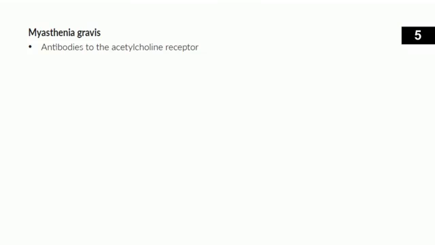So now, finally, let's briefly talk about myasthenia gravis. So what is myasthenia gravis? Well, it's a disorder with fluctuating weakness in the limbs, the eyelids, the extraocular muscles, and potentially respiratory muscles. Now, it's caused by antibodies to the acetylcholine receptor.